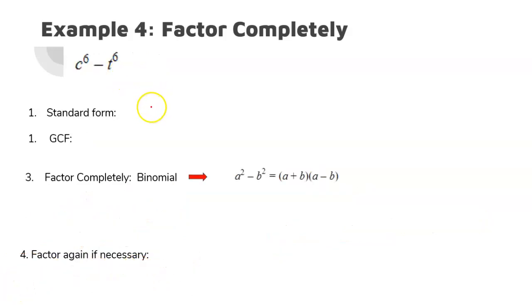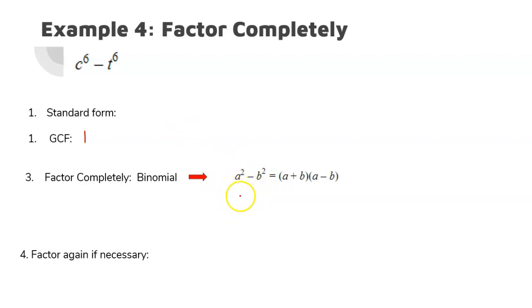So we take our example number 4 here, and we see c to the 6th minus t to the 6th. I'm going to consider that as already in standard form, and my greatest common factor is going to be 1. Now I am going to consider c to the 6th minus t to the 6th as a binomial that is a difference of perfect squares. And I'm going to show you how I came to that solution.